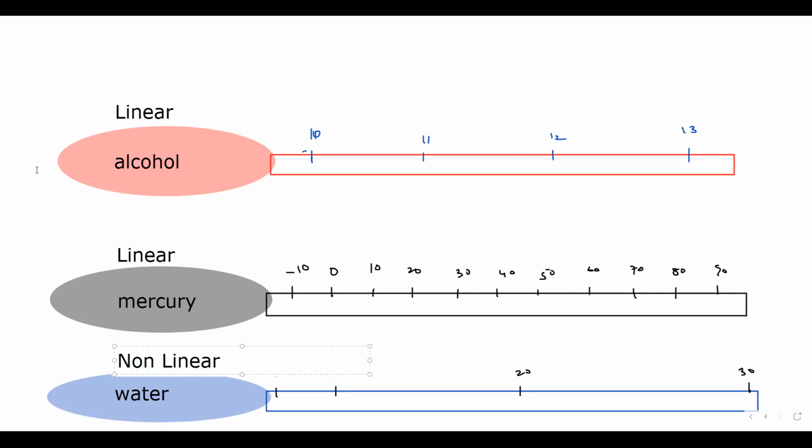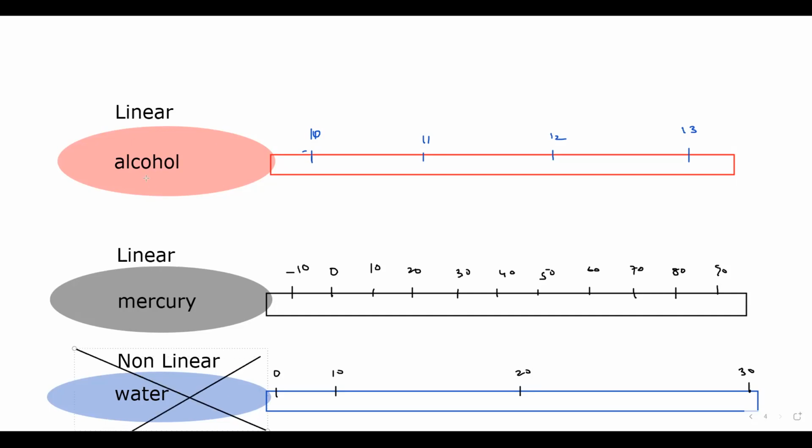That is the main reason why we don't use water in the bulb of a thermometer, because when water expands, it does not expand linearly, and the spacing between the markings of the thermometer will not be uniform. So that is the reason why water is not used in the bulb of a thermometer.